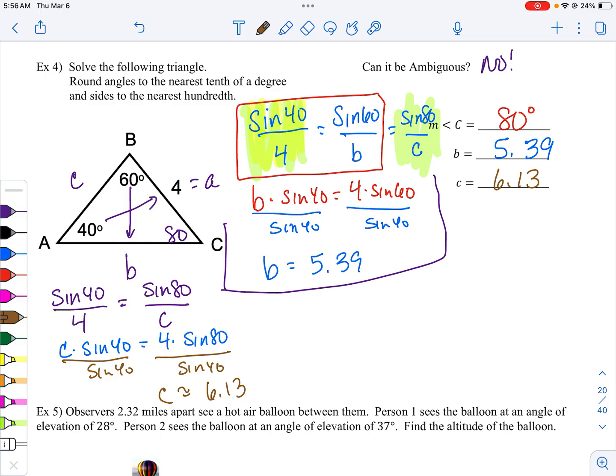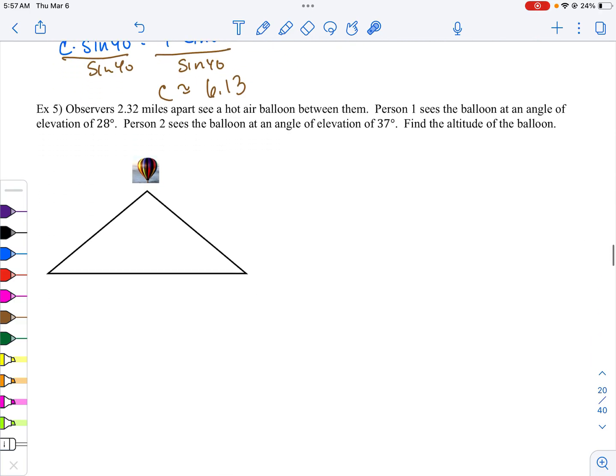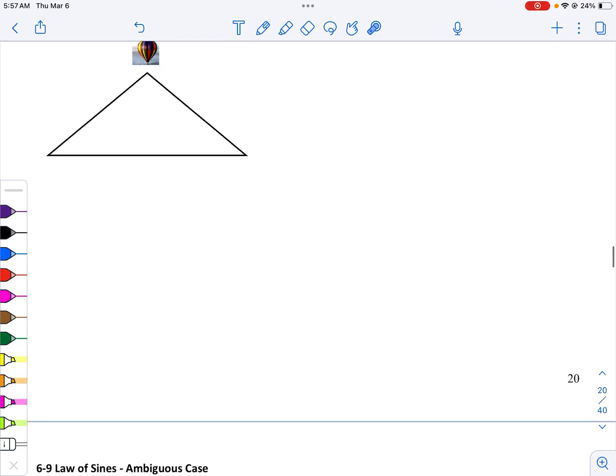Okay, another thing I can look at is I know C was my biggest angle, so 6.13 is my biggest side. My next biggest angle was angle B, and we found B to be a little bit smaller, 5.39. And then my smallest angle was 40, angle A, and side A was 4. So that whole idea of the smallest angle has the smallest side and the largest angle has the largest side still holds true here. All right, let's take a look at a word problem.